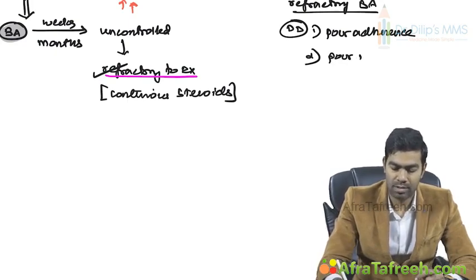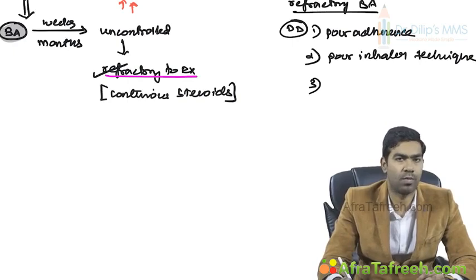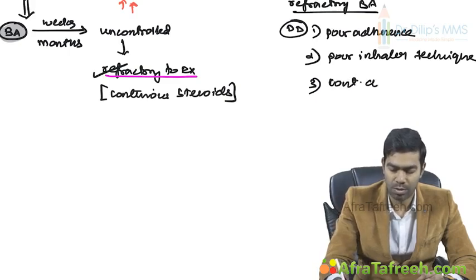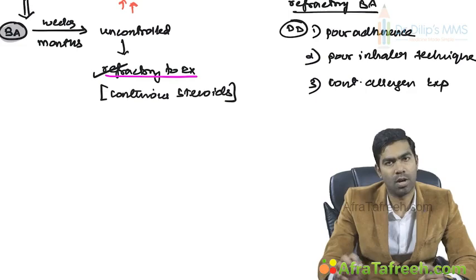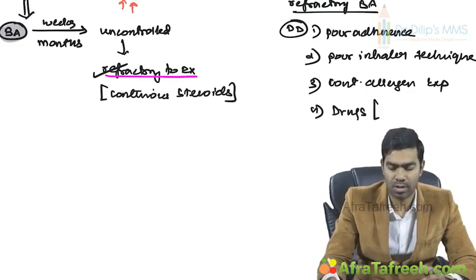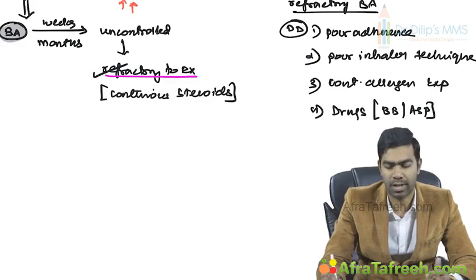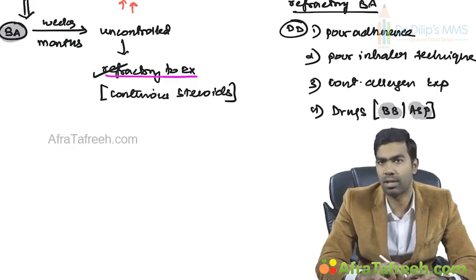poor inhaler techniques. Suppose the patient is not having a good inhaler technique, you have to teach them. So these are very trivial things, but still forms a very vital key in treating uncontrolled asthma. Number 3, if the patient is having a continuous allergen exposure, either knowingly or unknowingly. 4, the drugs form a very major role. In general, the two drugs, the beta blockers and the aspirin, they can worsen the asthma to a great extent, and patient may not reveal that they are taking these drugs to you, so you have to review the medical history properly.